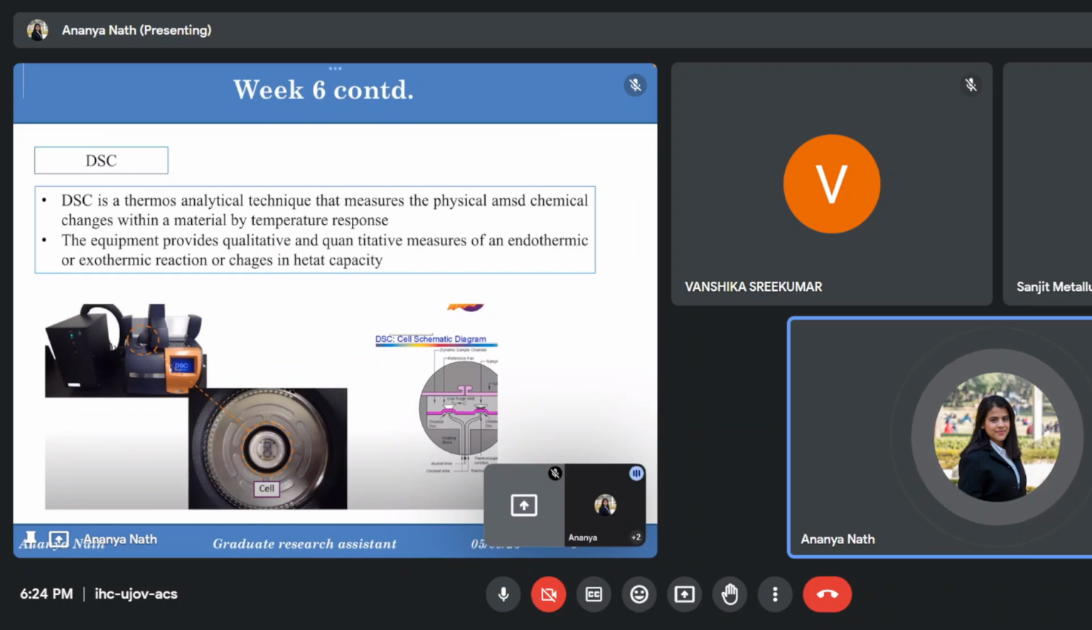Then there were some techniques like DSC by which you can measure the heat that is released by the material during this recovery and recrystallization.